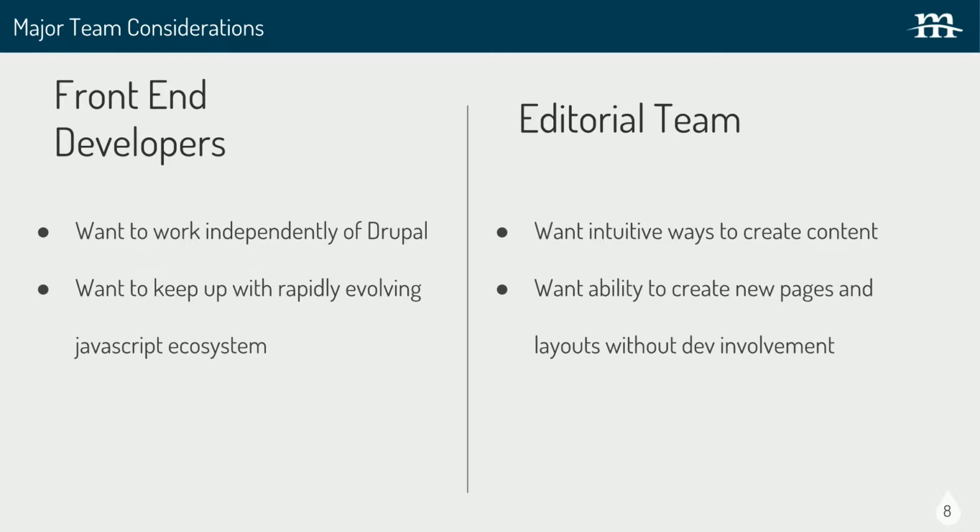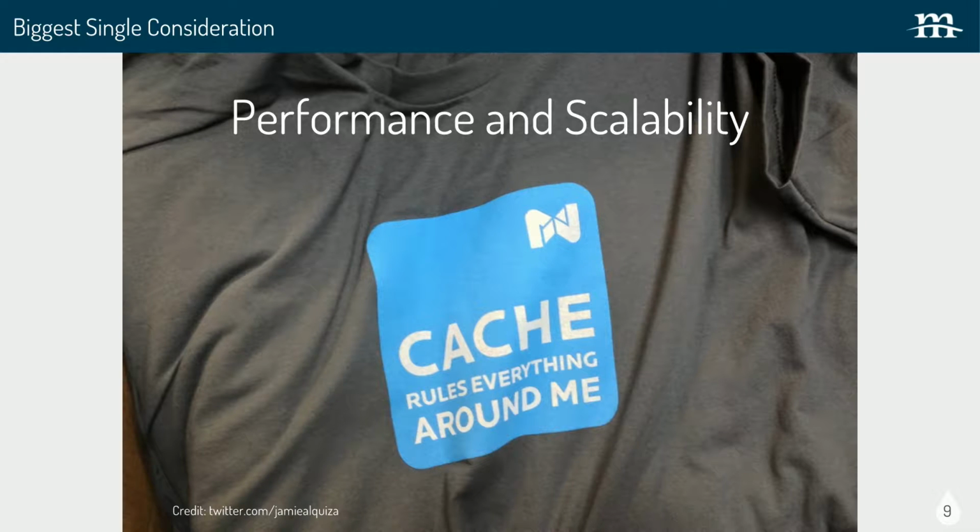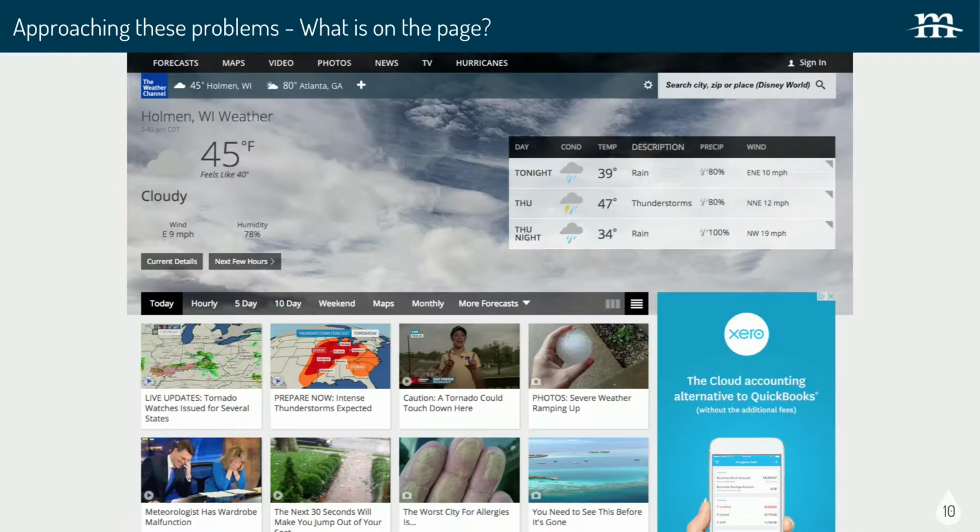Weather.com also has large editorial teams. They're putting out new content all the time. And editorial teams have their own desires. They want to be able to easily and intuitively create new pieces of content. But for the weather team, at least, they wanted not just the ability to create content, but the ability to create whole new pages and layouts of content on the fly without having to involve developer teams. So our solution, and the single biggest consideration that had to underlie any solution we proposed, was how is it going to perform? How is it going to be scalable to the needs of this site?